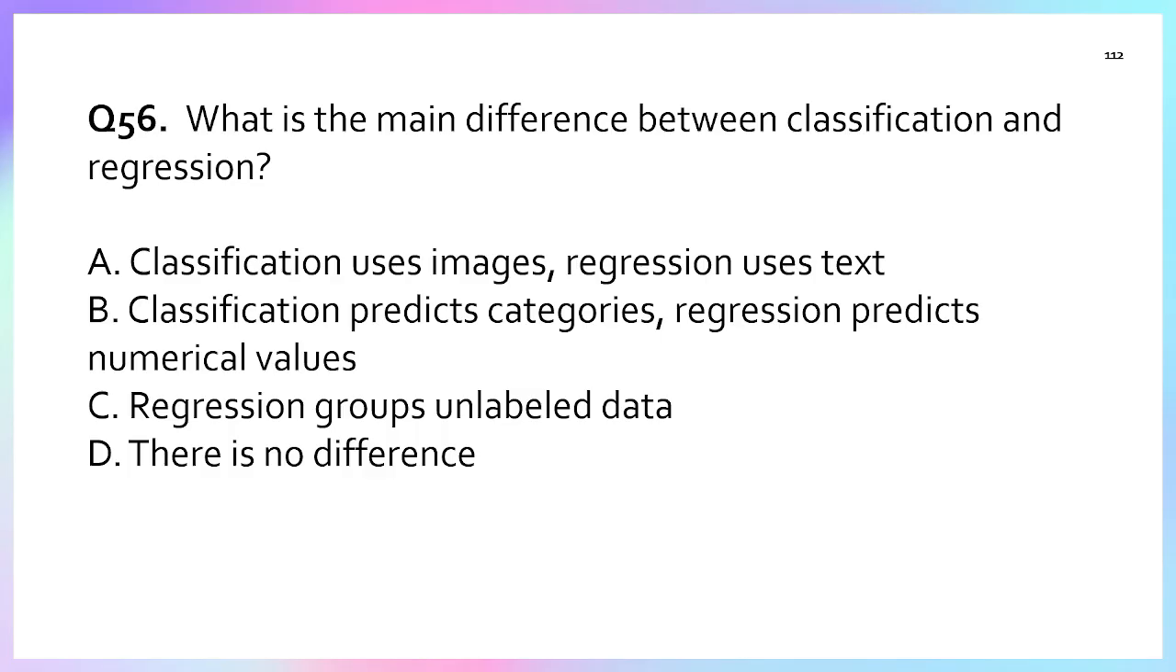Question number 56. What is the main difference between classification and regression? Option A, classification uses images, regression uses text. Can be partially true. Option B, classification predicts the category, regression predicts the numerical value. Yes, option B is correct. Option C, regression groups unlabeled data. Option D, there is no difference. So the correct answer is option B.